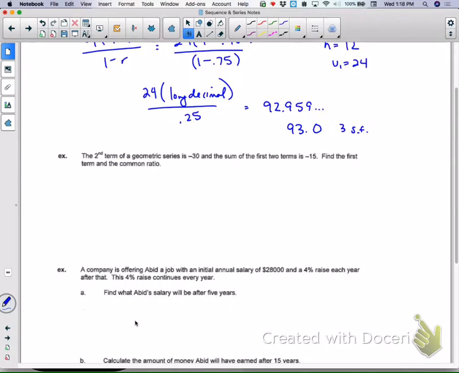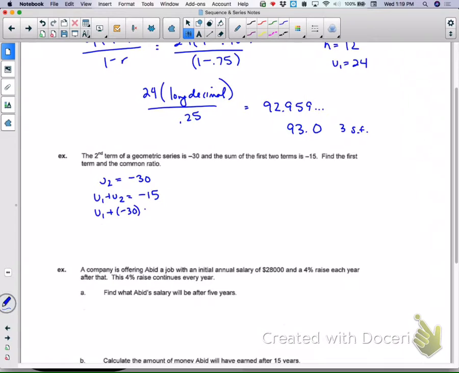This one, we know the second term and we know the sum of the first 2 terms is negative 15. We're going to find the first term and the common ratio. So this one's kind of a neat problem. My second term is negative 30. The sum of the first 2 terms is negative 15. Find the first term and the common ratio. Okay, well this one's way easier than maybe you were thinking when you read it.